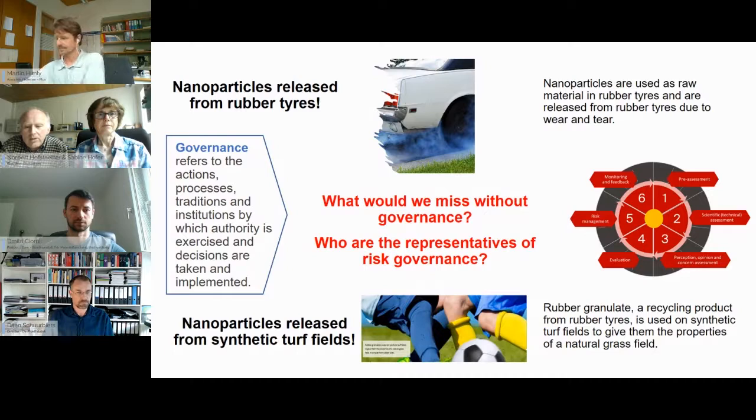Both cases deal with rubber tires. In both cases, nanoparticles are removed. In the first case, there could be an environmental risk, but also an occupational risk for road workers. In the second case, nanoparticles are released and washed out from the play field with perhaps substantial concentrations to water outflow. The question of risk to the environment may emerge.